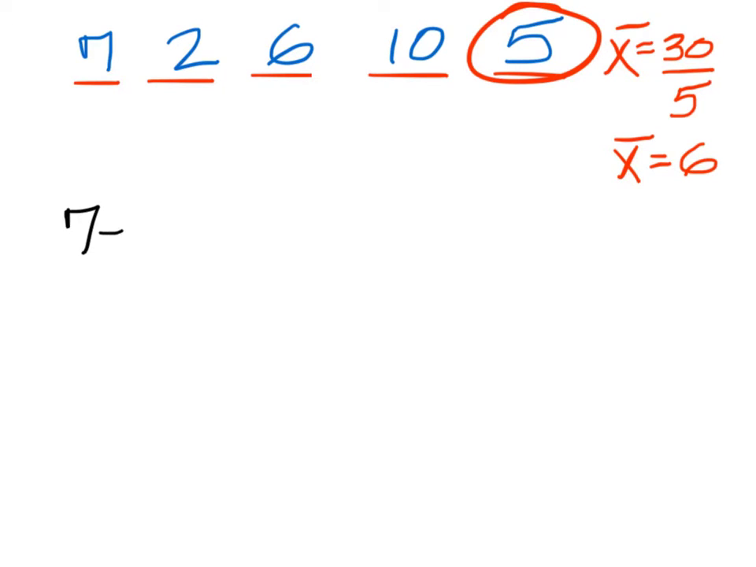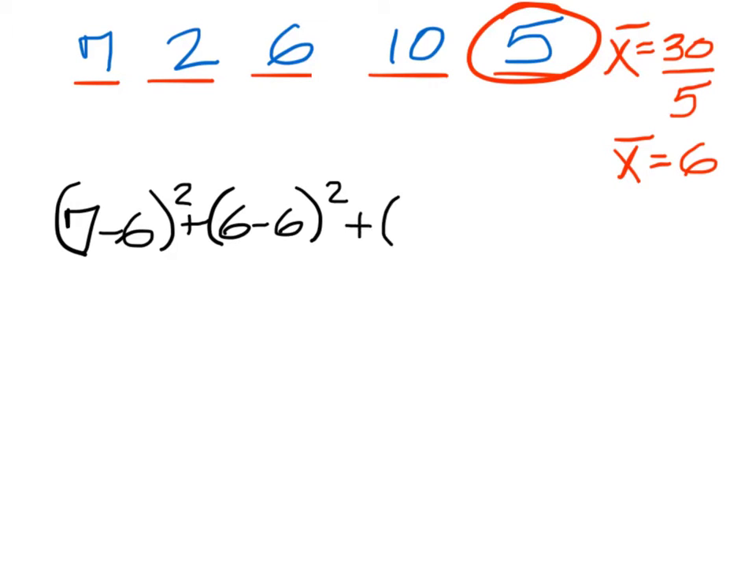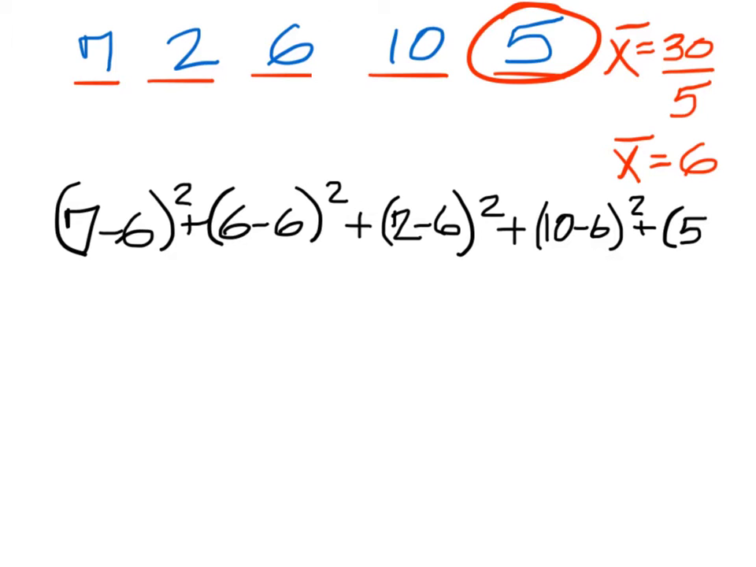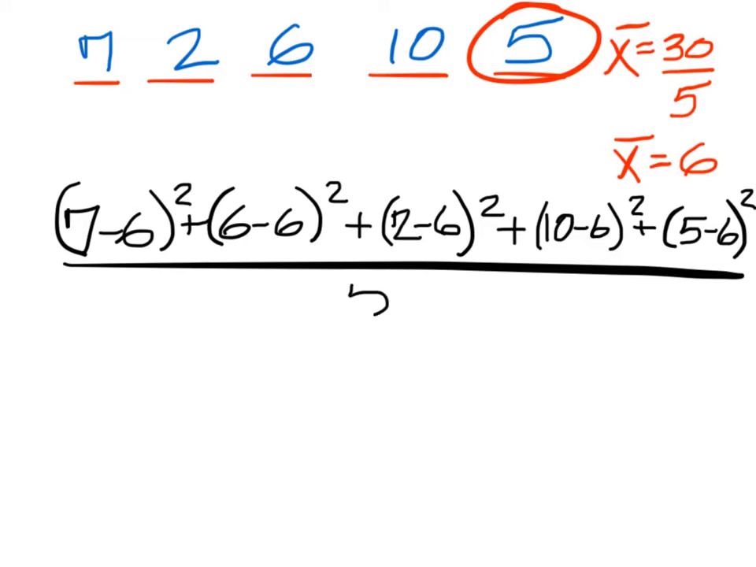So 7 minus the mean, square it. 6 minus the mean, square it. See, we have a 2 in there. Yeah, I skipped the 2. We need 2 minus the mean, square it. And then 10 minus the mean, square it. And 5 minus the mean, square it. We have 5 numbers, so we have to divide by 5.